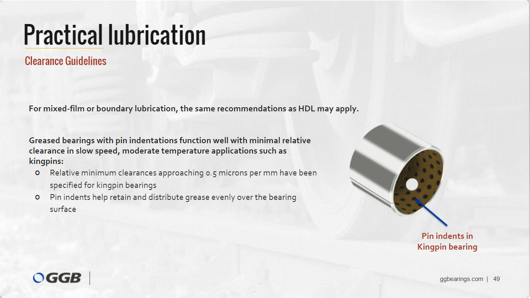At GGB, we supply many DX10 bushings for this type of application with great success. In applications such as this, these grease bearings perform well with minimum relative clearance, with the relative minimum clearances approaching 0.5 microns per millimeter. And also, as you can see from the image of the DX10 bearing on the right, the pin indents of the polymer liner help retain and distribute grease evenly over the bearing surface.